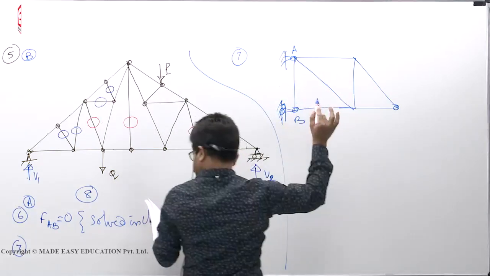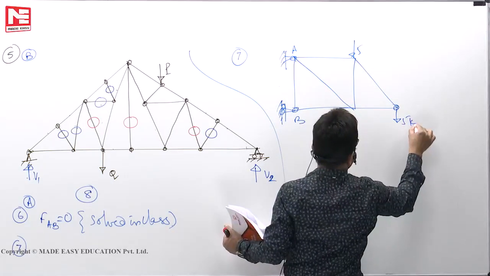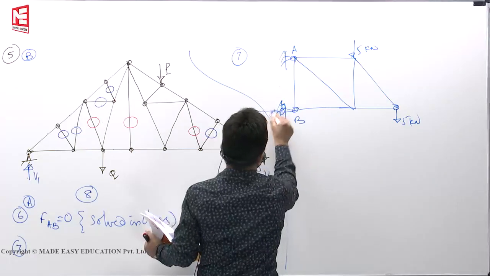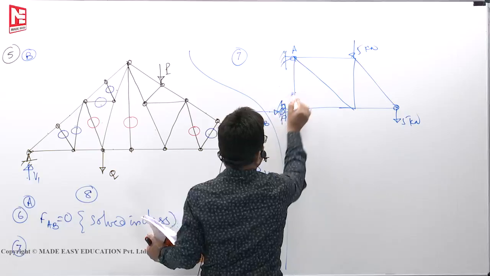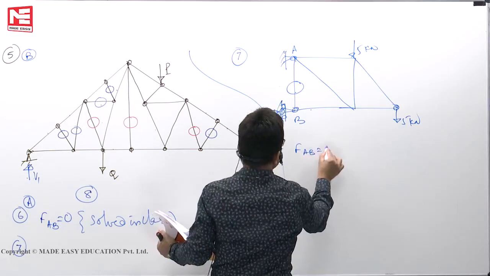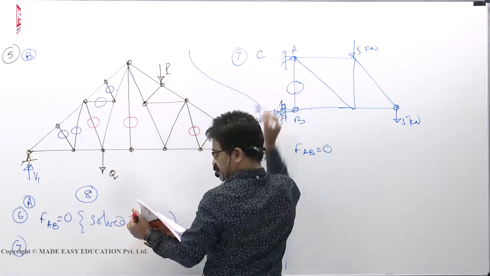So wherever you apply loads, here 5, 5. Now at this point there is a reaction like this, HB. Only one reaction at the roller. 1, 2, 3, 2 are in line, so the third must be 0. So FAB has to be 0. So seventh question, 0 means C.